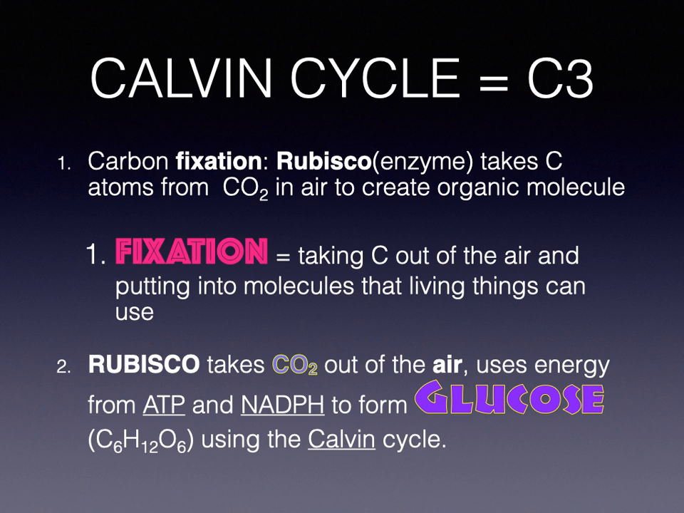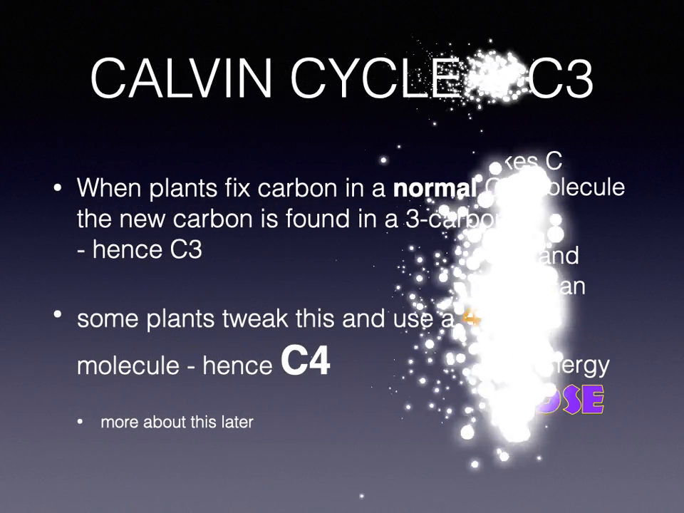Carbon fixation, and the enzyme that does that is called rubisco, which stands for ribulose bisphosphate carboxylase or something like that. You just need to know rubisco. And that's the one that does it. Rubisco takes carbon dioxide out of the air, uses the energy from ATP and NADPH to form glucose, and it does this during the Calvin cycle. There's a whole bunch of things going on here that we're not going to get lost in the details.